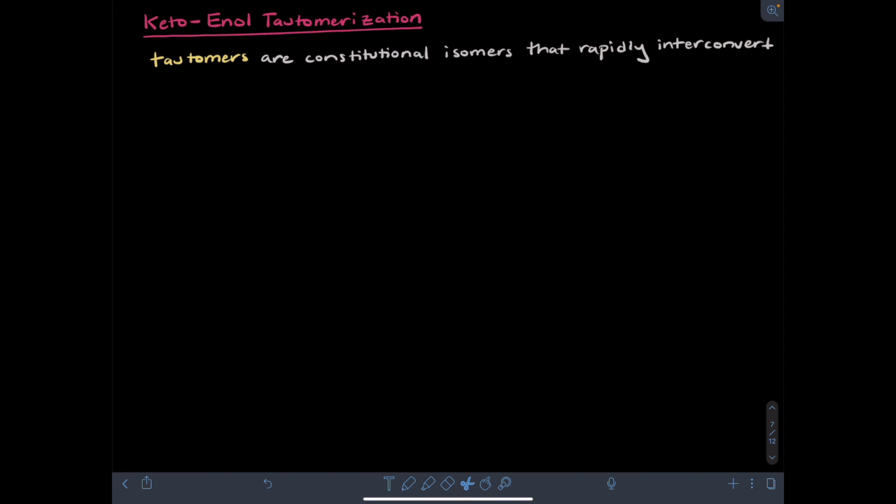I want to talk a bit more about this keto-enol tautomerization. The term tautomers refers to molecules that are constitutional isomers, but that are rapidly interconverting, going back and forth between one form of the molecule and another at equilibrium.